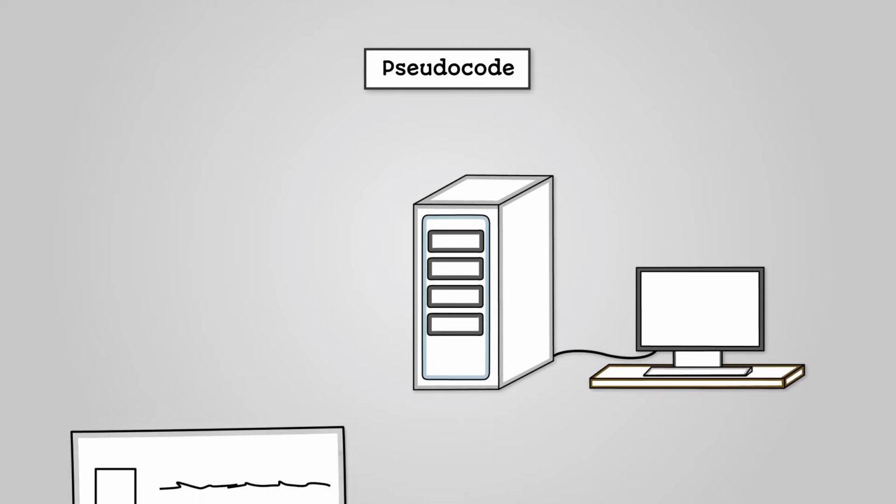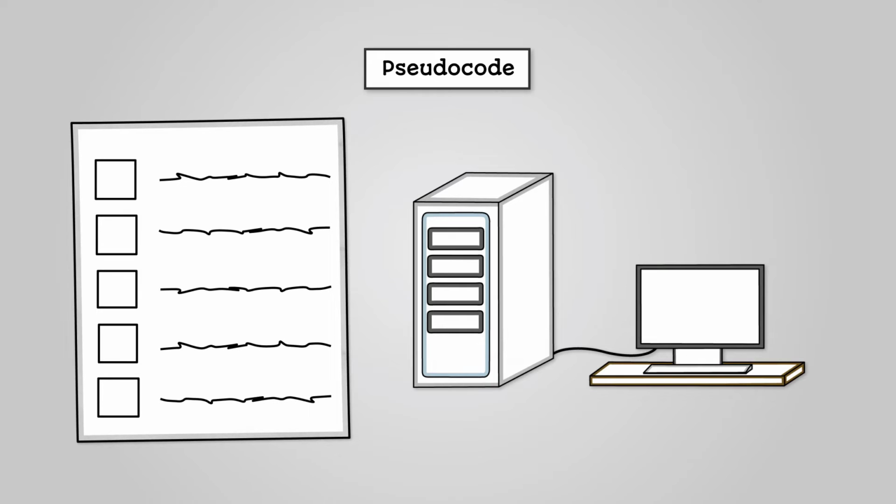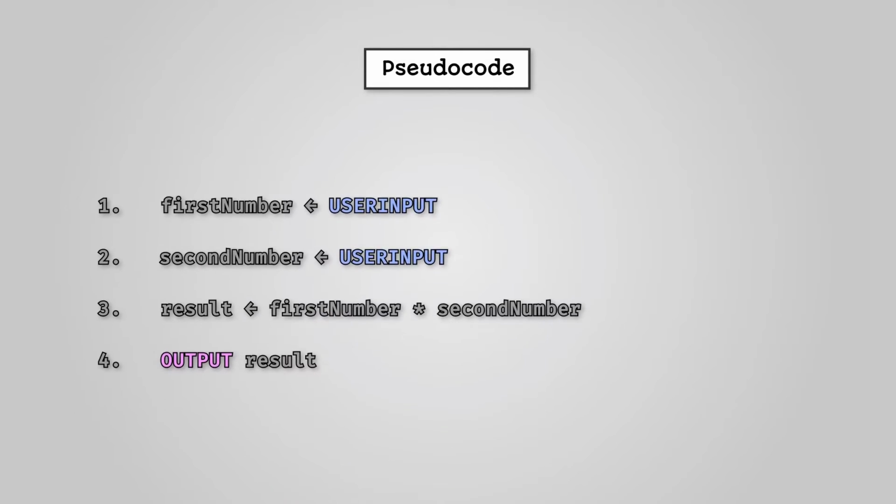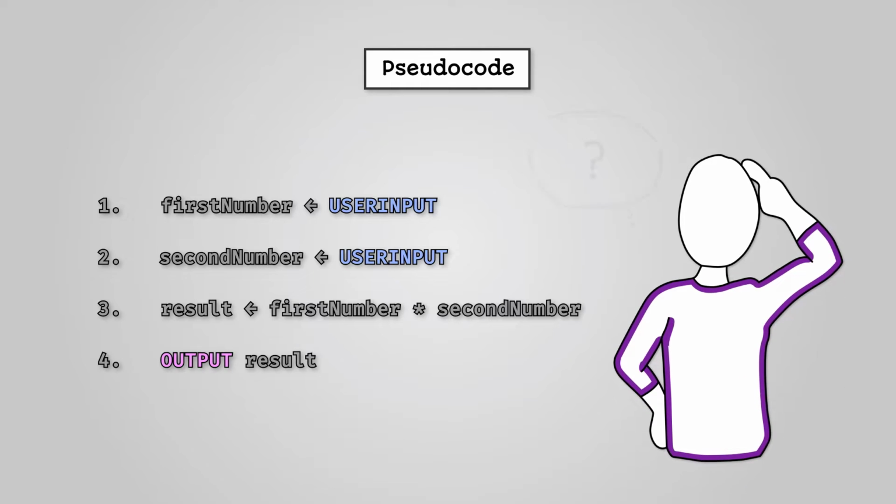We have seen how code can be expressed as pseudocode, which is like a simple description of how a program can function. The code below shows a very simple piece of pseudocode for entering two numbers into a program, multiplying them together, and then outputting the result.